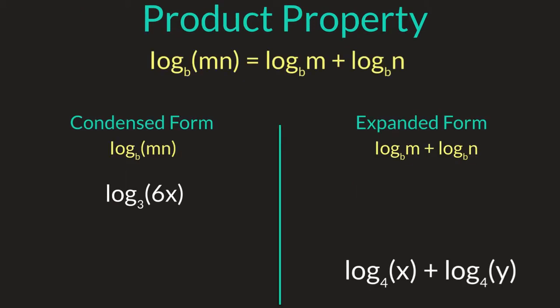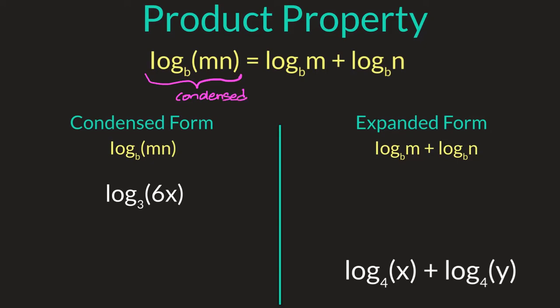All right, so before I get started with the product property, I want to talk to you a little bit about expanding and condensing. Visually, what does it look like? As you can see on the left side, this is more of a condensed version. Everything is really small. It's compact is what I like to use. You don't have the word log written multiple times. This is what it looks like when something is being condensed.